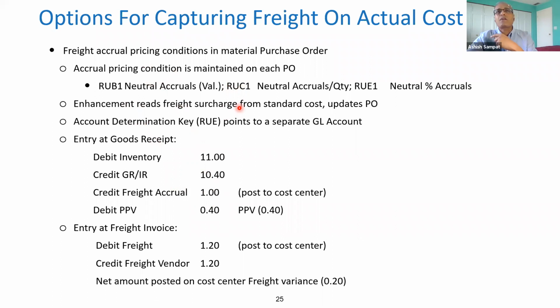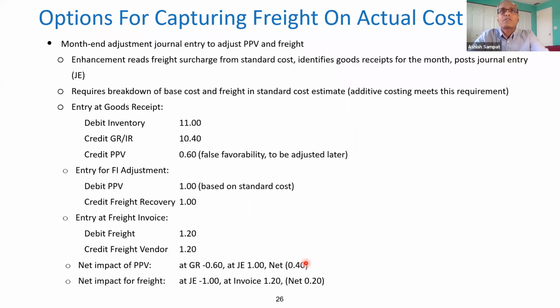It has to read the standard cost estimate and then populate the pricing condition for the accrual amount for freight. And then when an actual freight invoice is received, on the same invoice or on a different invoice rather, it will be posted to the cost center. So now we have 20 cents of adverse price variance on the cost center. Why? Because we gave a credit for accrual at the time of GR, and at the time of freight invoice we have a 1.20 posting. So that's one approach. This one is the month-end journal entry that I was highlighting.